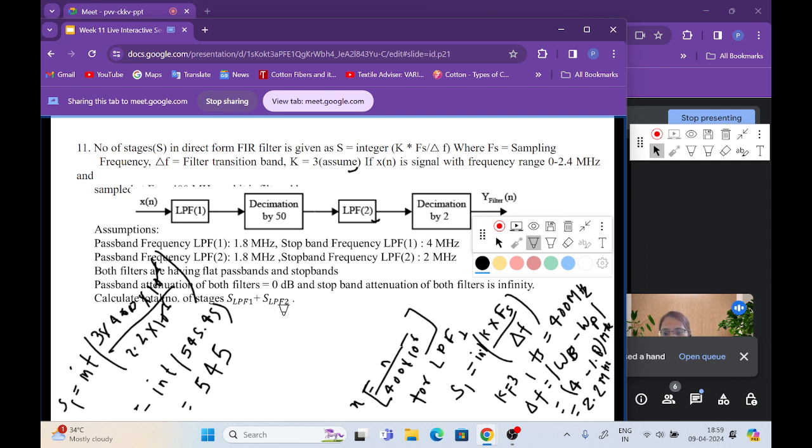Now we have to calculate this part, S2. S for low pass filter 1 we have calculated. Now we have to calculate low pass filter 2. So now after getting here, I am removing from here. I hope all of you noted down. So can I remove it?